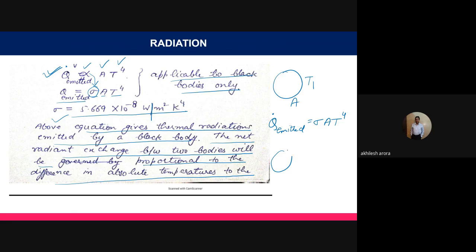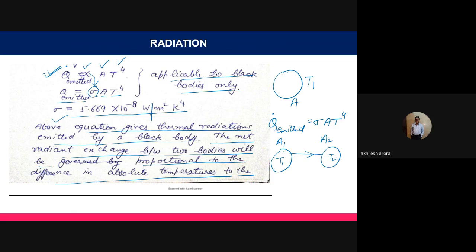Now, suppose we have two black bodies. One is here and another is here. Its temperature is T1, its temperature is T2. Its area is A1, its area is A2. But I can say that I want to calculate the energy which is transferred from A1 to A2.